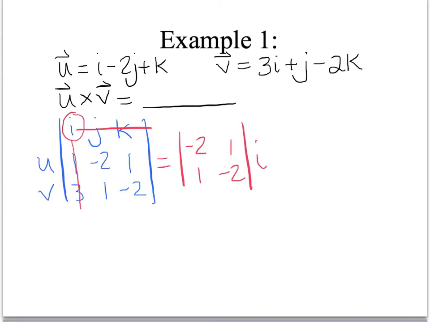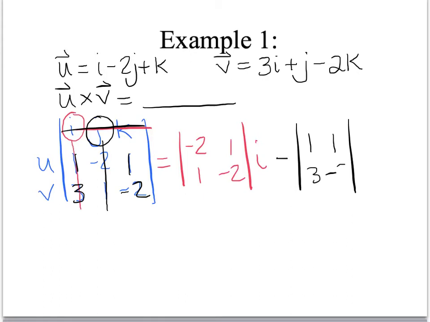Now in your formula, here's an important part. In front of the second term, it's always a minus. So in front of the j, before I do my determinant, I need to remember to put the minus. I'm going to cross out the numbers that are in the same row with the j, and I'm going to use what's left, which would be 1, 1, 3, and negative 2. And then I'll do the determinant, and that will be my j component.